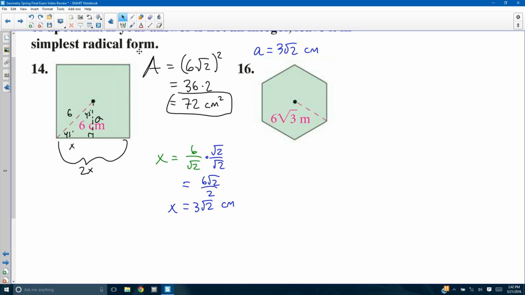There we go. Save that for later. So x is 3 root 2, right? So 2x, the length of one side, we're back to 6 root 2, and you get to do with it what you want to do with it. Square it, and we get this once again.